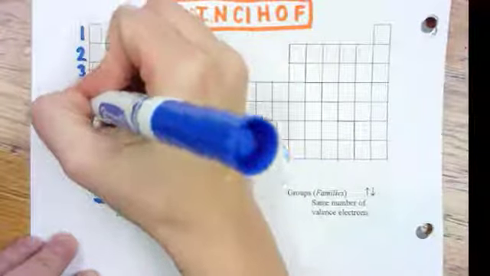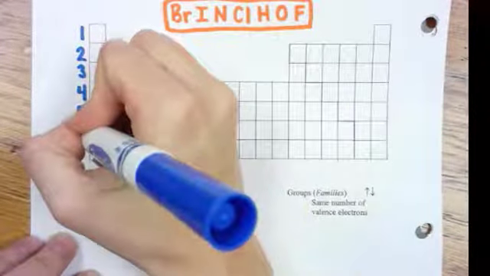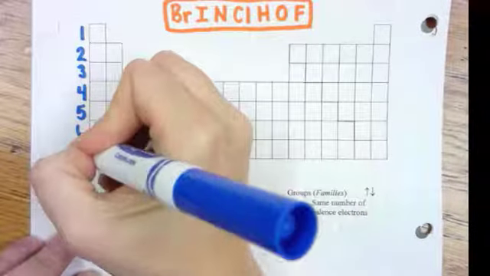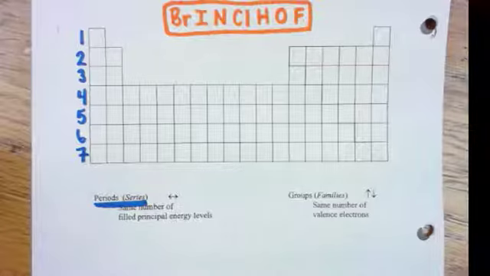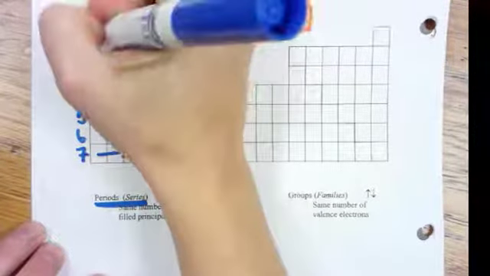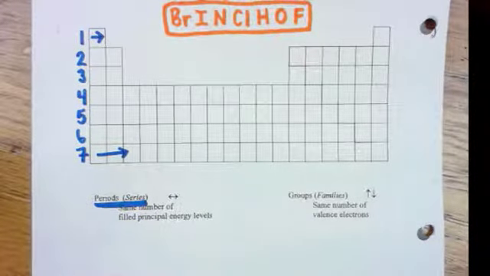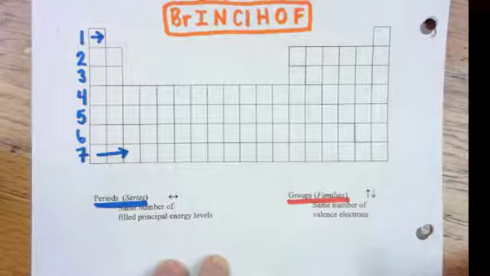4, 5, 6, and 7. Periods go across, and there are 7 of them. For your last color, we'll label the groups or families.